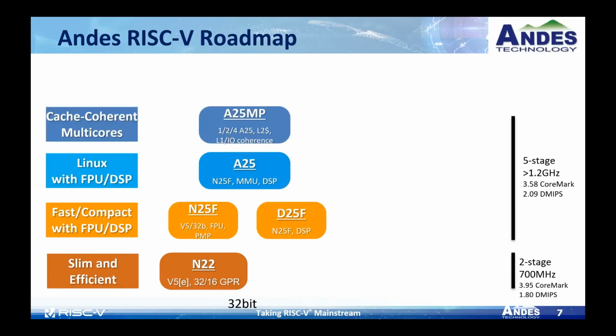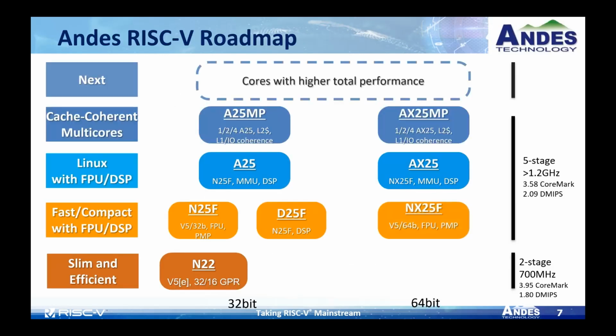Just to give you a short look into our roadmap. I don't want to spend too long. On the left side, you see our 32-bit offering, and we are starting with a core called N22. That is our smallest core. It's available in an embedded version with 16 general purpose registers, or in the integer baseline with 32 general purpose registers. So we have the N25 if you need a little bit more power.